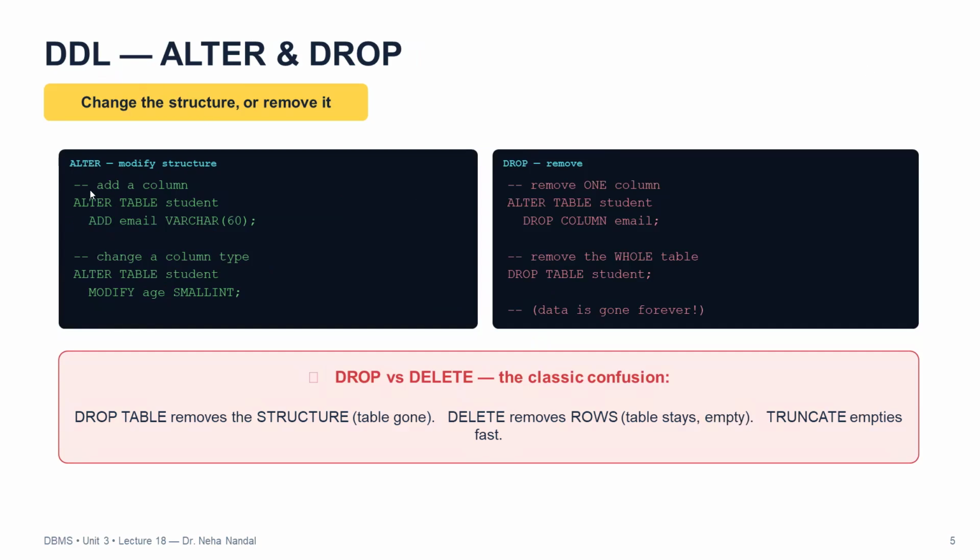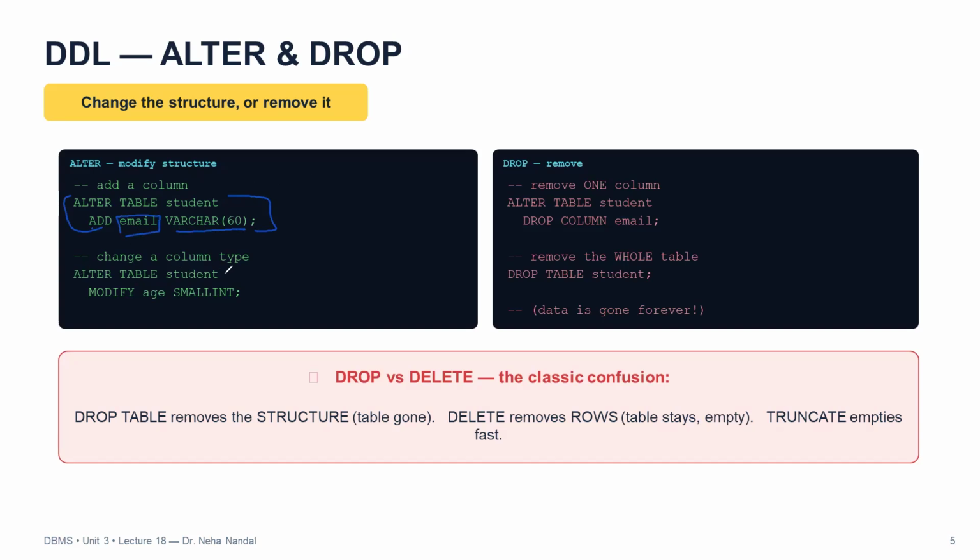So here we want to change the structure. Yes. So what is happening in this one? See, ALTER TABLE student. We want to alter the table student. Okay. This is our syntax. ALTER TABLE student, we want to add a new column and its name is email. ADD email, that is the column name, and its data type, VARCHAR(60). So that is your syntax.